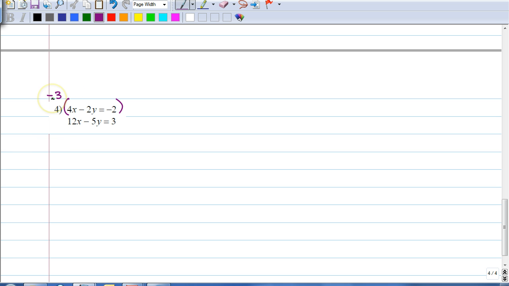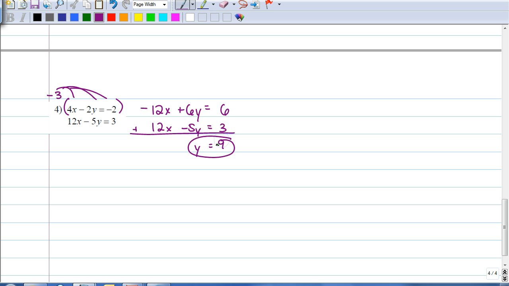I need opposite signs, so I'm going to use a negative 3. So I'm going to multiply everything here by negative 3. So it gives me negative 12x plus 6y equals a positive 6. Below here we have 12x minus 5y equals 3. Add those together, 6y minus 5y is just y. 6 plus 3 is 9, so I got y equals 9.